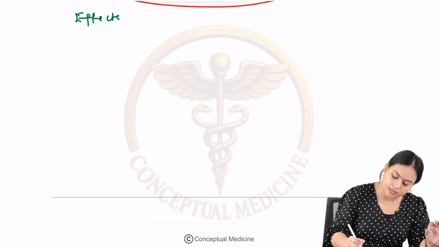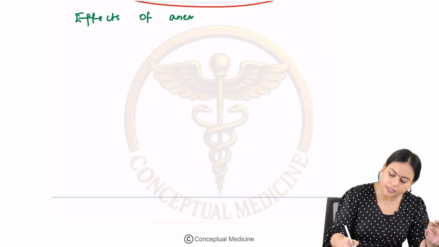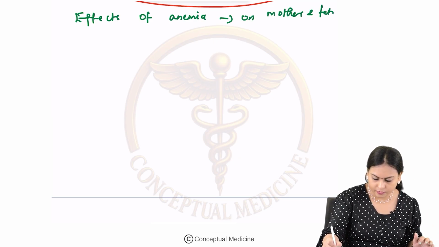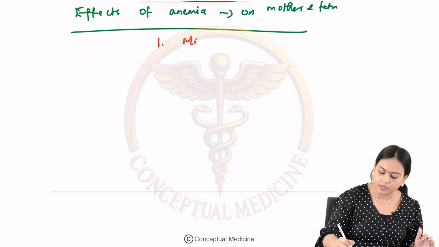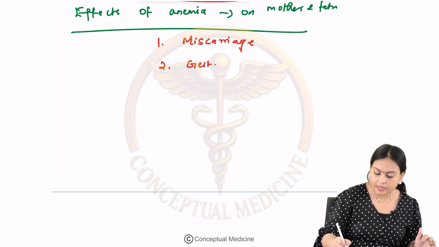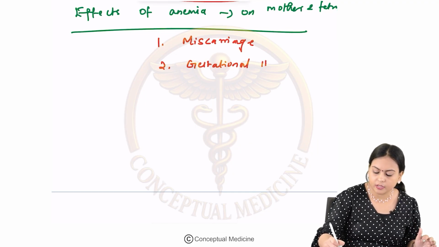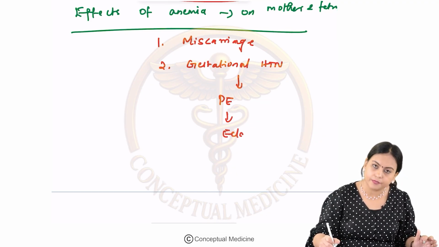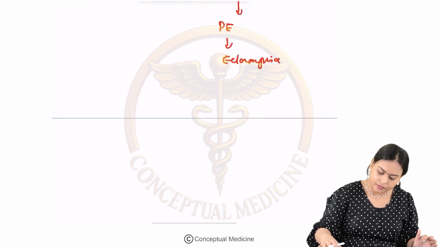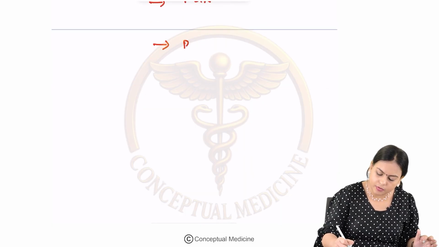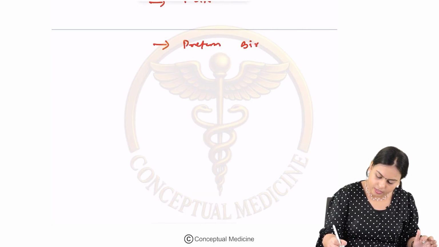Now, why we are talking about sickle cell anemia in pregnancy is that we will see the effects of sickle cell anemia on the mother and the fetus. Number one, sometimes they can result in miscarriage. Then they can result in gestational hypertension, and the prognosis, like it can result in preeclampsia or eclampsia. And then it can result in fetal growth restriction, sometimes even preterm birth, and abruptio placentae.